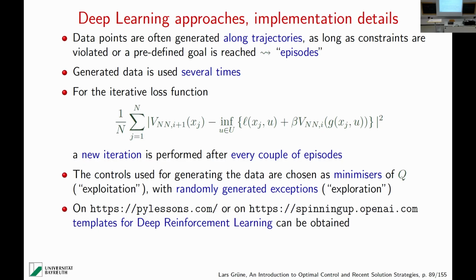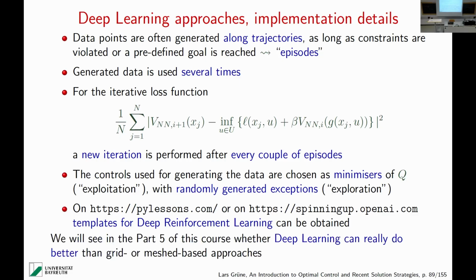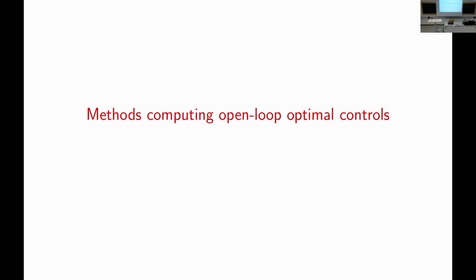This little simulation you see, I got from spinningup.openai.com with some improvements. It doesn't work that well if you get it directly from the website, but these are websites you can check to get some code which you can play around with. And part 5 of this course is really about whether deep learning can do better and about the number of parameters. So I hope you bear with me until Friday, and then I will explain that.